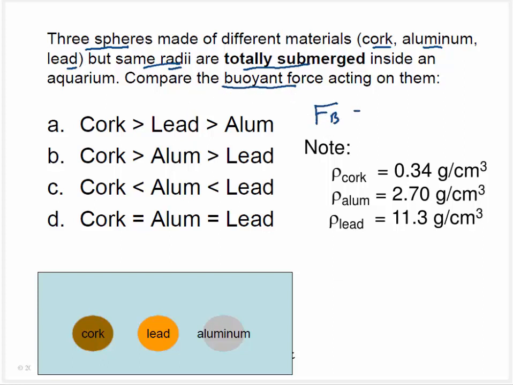We're calling it the buoyant force is going to be the density of the fluid, not the object, multiplied by the volume, multiplied by the gravity. And in this case, all three objects are in the same fluid, so the density is going to be the same. Even though the densities of the objects are different, this is the density of the fluid, not of the object. The volume is the same, they're all the same radii. Gravity is the same, so actually the buoyant force is all going to be the same.